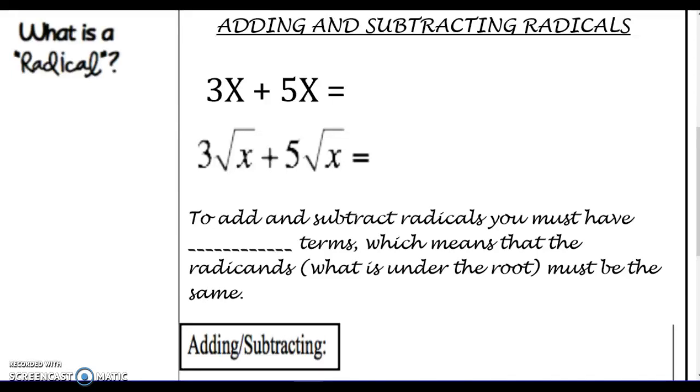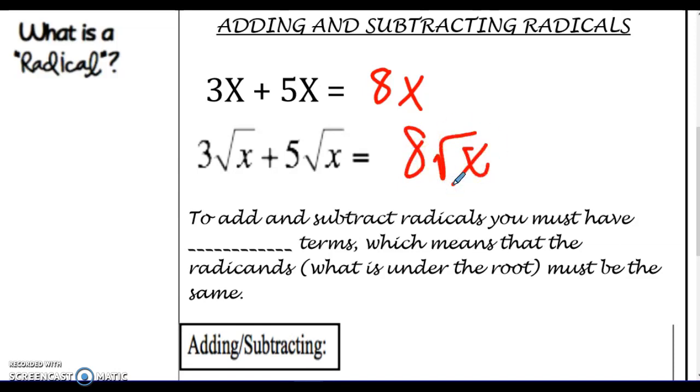Now we're going to add and subtract some square roots or radicals. So just think way back. If I have something like 3x plus 5x, I can do that. If I have 3 x's, a gain of 5 x's gives me 8 x's, not 8x squared. Just adding a pile of x's together. Well, that's basically what happens with radicals. So if I have 3 square root of x's plus 5 square root of x's, then I just have 8 square root of x's.